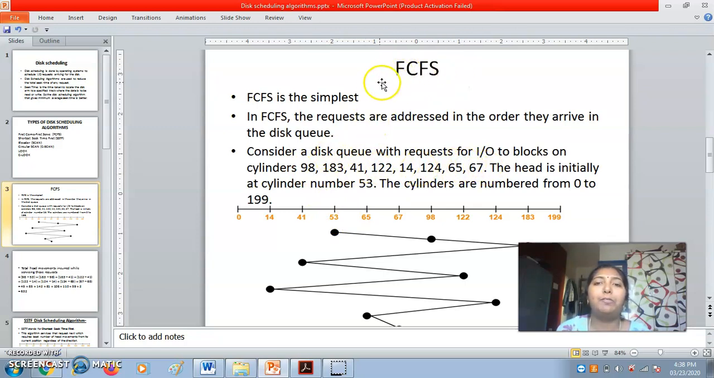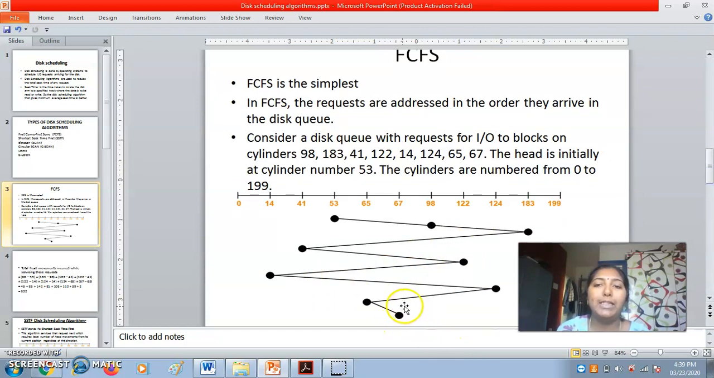In FCFS, as we already know, the requests are serviced in the order they arrive. So after the 53, in the order, we have cylinder 98. After the 53, we should serve the IO request related to cylinder number 98. After that, we should service the 183. Next, we should service the 41. Next, we should service 122. And like this, we should service all the requests up to this 67.